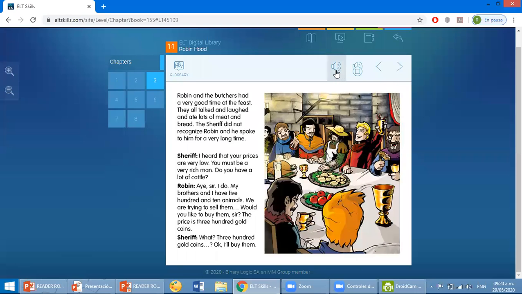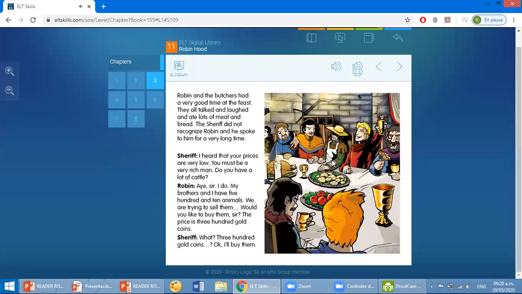What happened in the feast? Robin and the butchers had a very good time at the feast. They all talked and laughed and ate lots of meat and bread. The sheriff did not recognize Robin, and he spoke to him for a very long time. I heard that your prices are very low. You must be a very rich man. Do you have a lot of cattle? Aye, sir, I do. My brothers and I have 510 animals. We are trying to sell them. Would you like to buy them, sir? The price is 300 gold coins. What? 300 gold coins? Okay, I'll buy them.